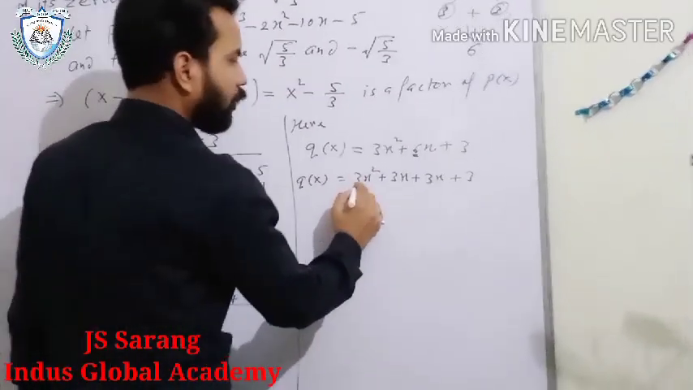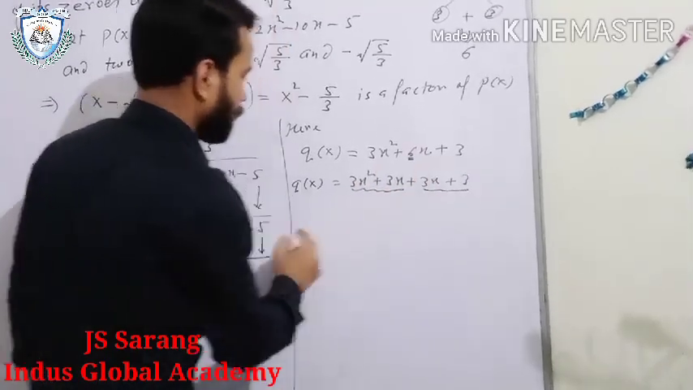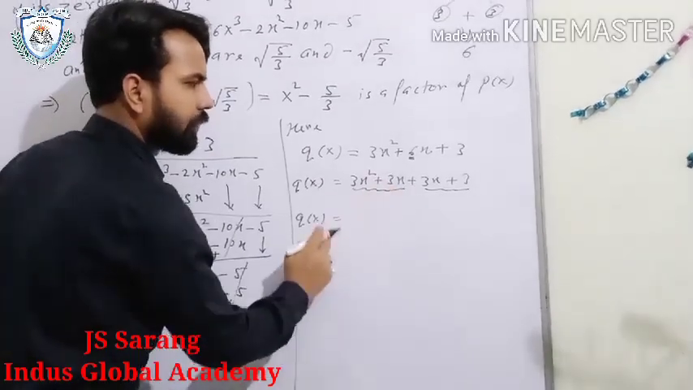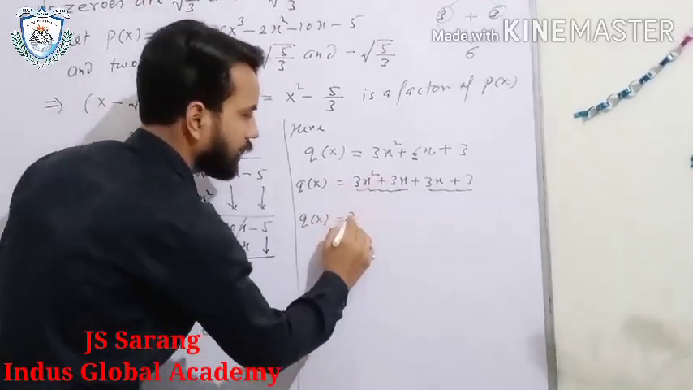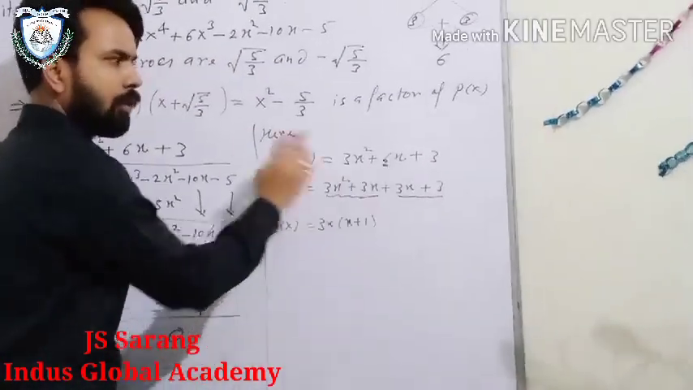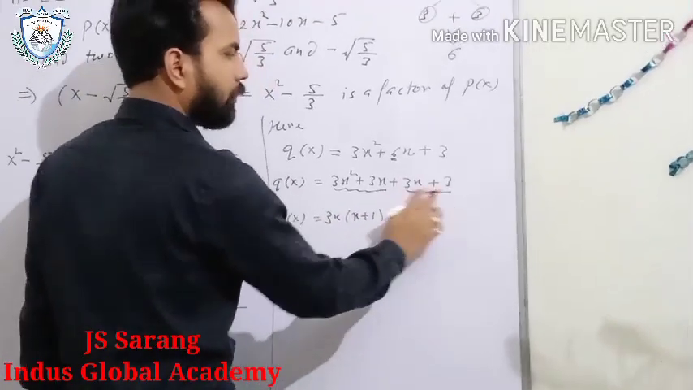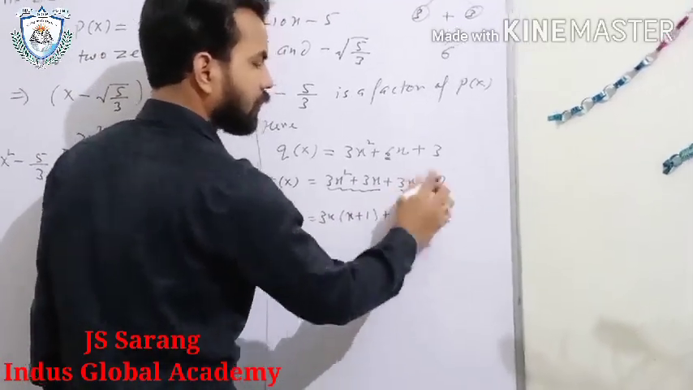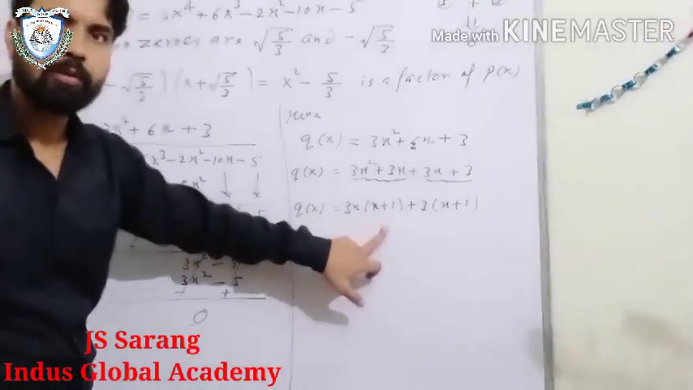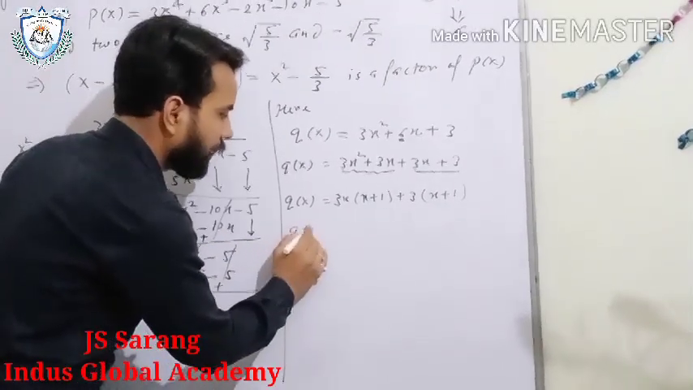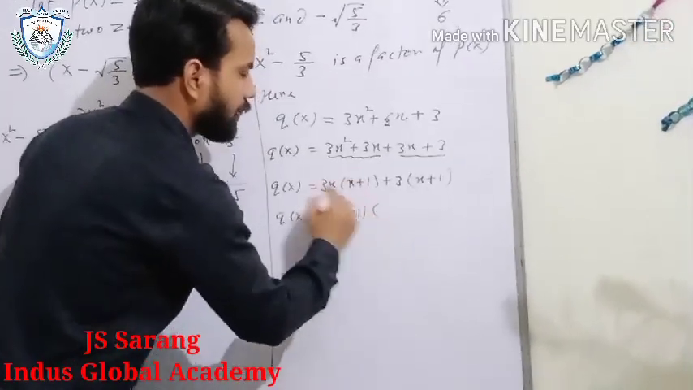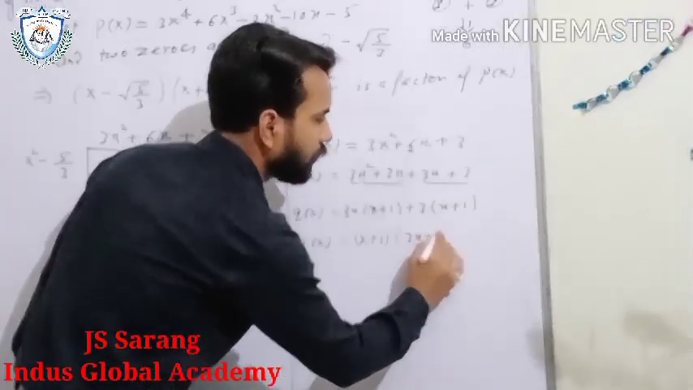Now we will have to take something common from the first two terms and the last two terms. So q of x equal to, what is common from the first two terms? 3 and x. So 3x is common. So what is left? X plus 1. Now plus, what is common from here? That is 3. So what is left inside? X plus 1. Now these two brackets are the same, so take it common. So q of x is equal to x plus 1 is common, and what is left? 3x plus 3.